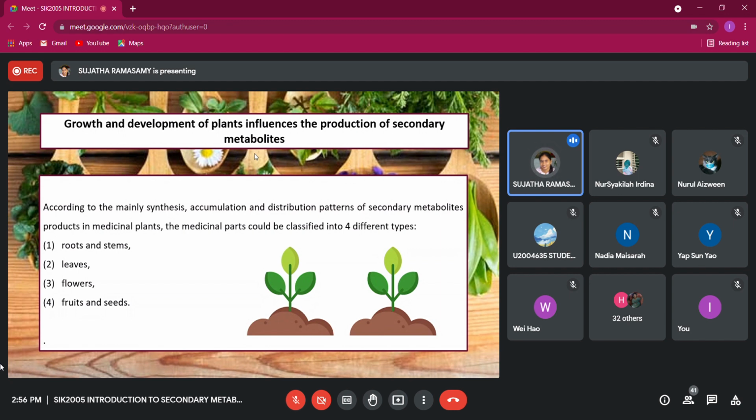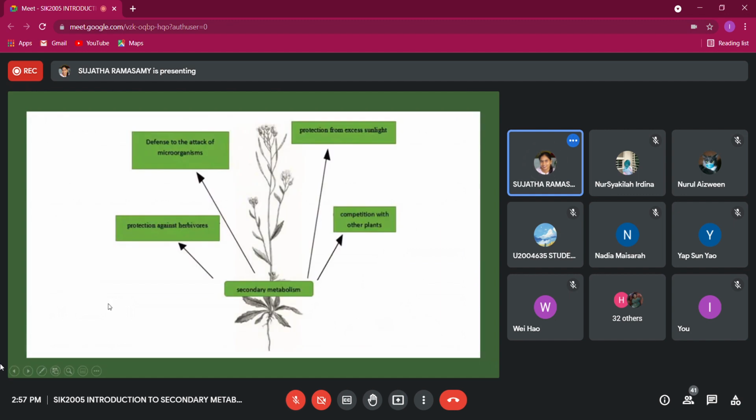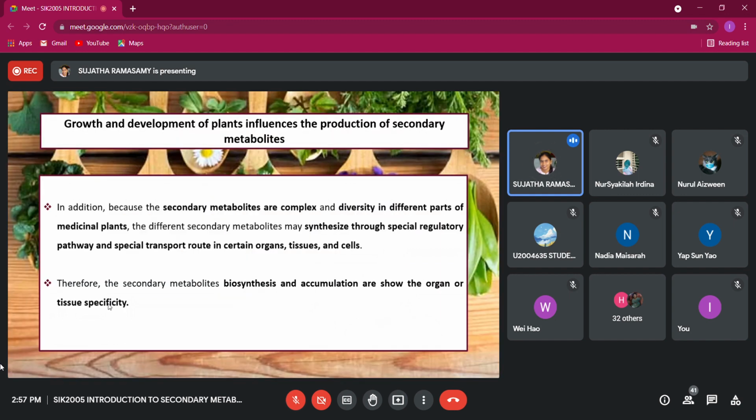Okay, when you look at medicinal plants or medicinal parts of the plants, we can divide it into the roots and the stem, the leaves, the flower, the fruits and the seeds. Okay, so let's look about on these secondary metabolites.